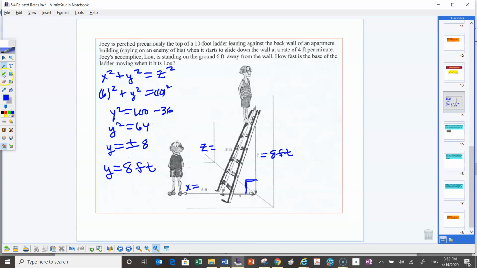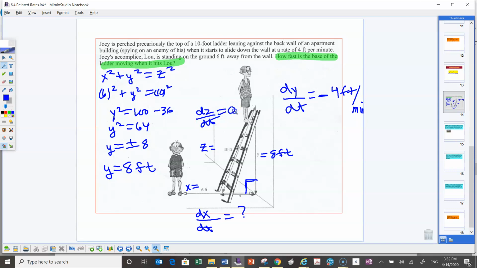Now, we are looking for how fast the ladder is moving when it hits Lou. So we're looking for the change in the x direction. And we know that the ladder is sliding down, which would be the change in my y direction. And because it's moving towards the right angle, I'm going to make that negative, and that's 4 feet per minute. The ladder, as it slides, doesn't change its length, so the change in the length of the ladder is going to be 0.